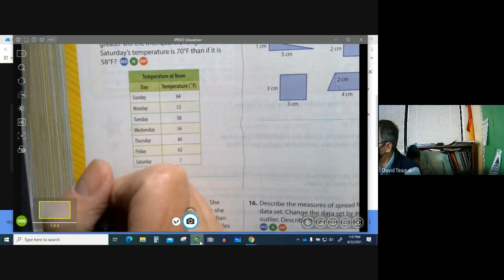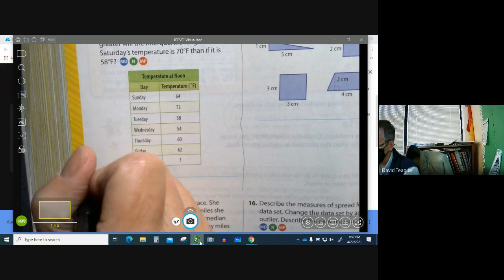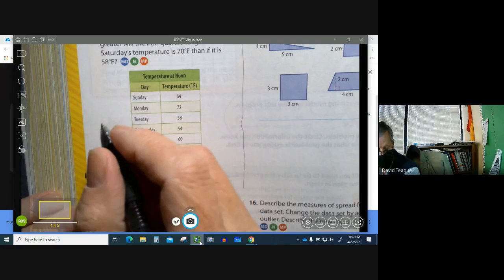So if you look at your table here, we're going to put 58 there, and we're going to put 70, and we're going to see if it's going to make a difference in the interquartile range. So let's set this up. So we have to put the data in order from least to greatest. So this is our first option, the one with 58.